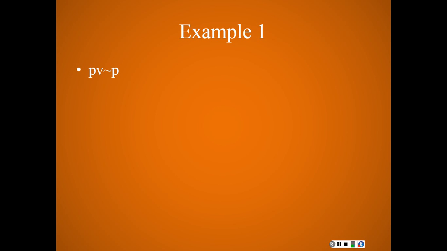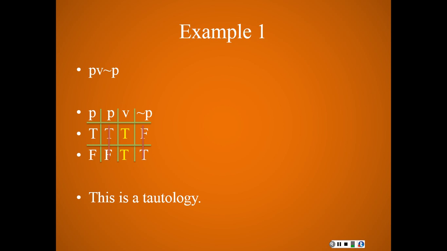And we can see that it is a tautology by examining its truth table. So here is the truth table for P or not P. You can see that this formula is true on every row of the truth table. That is, it is true under all possible conditions. This indicates that it is a tautology.